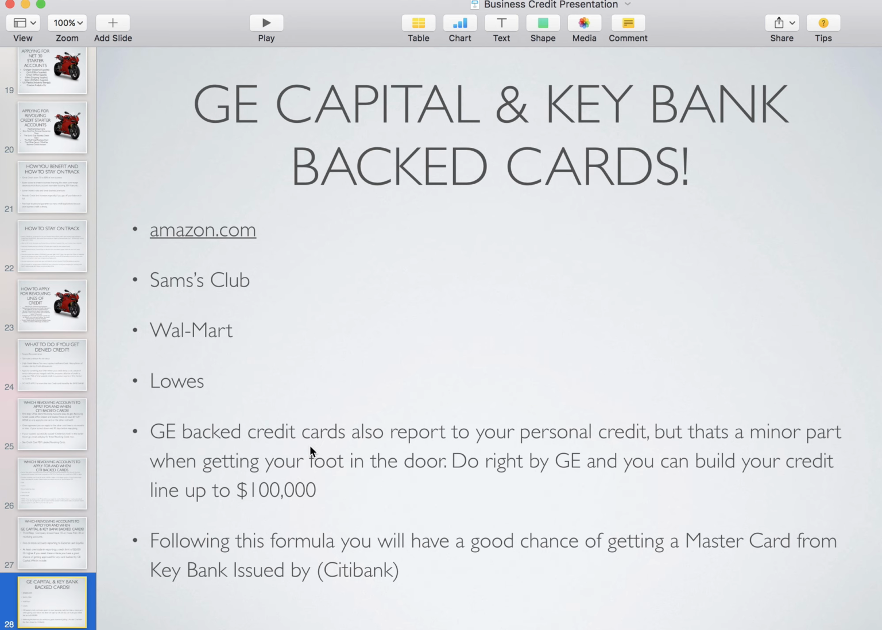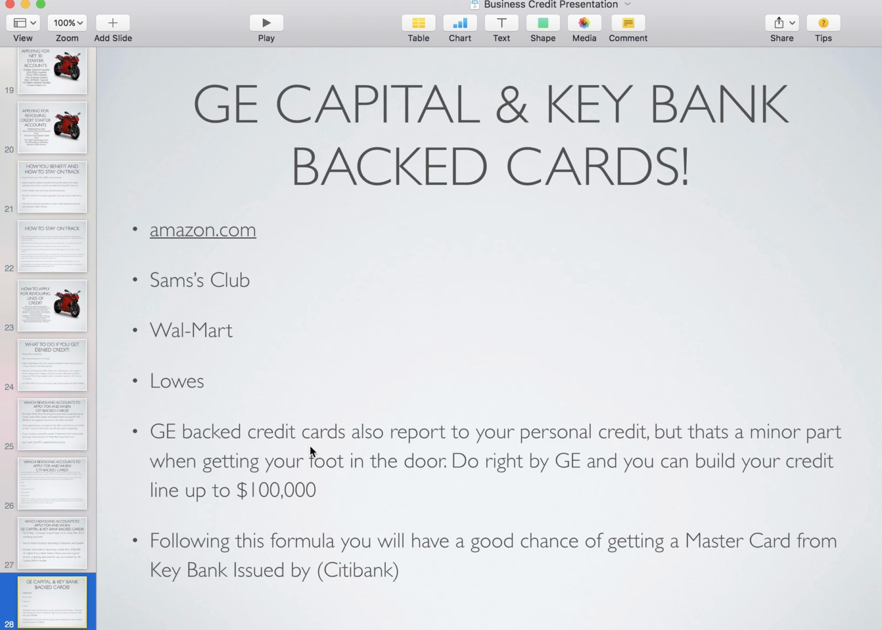GE backed cards also report to your personal credit. But that's kind of a minor thing when you're getting your foot in the door to establish credit. So you want to do right by GE, because doing right by GE, paying your bills on time, if you keep building with them, paying all of your balances up front, GE is that company that will extend to you a credit line up to $100,000. So do well by GE. Like I said, this is not something that's going to happen overnight. You're going to build it over 3 months, 6 months, 9 months to a year.